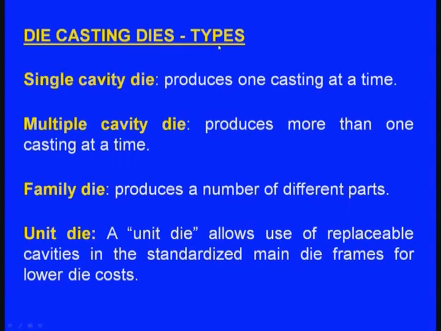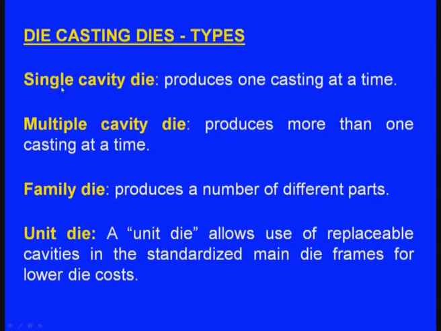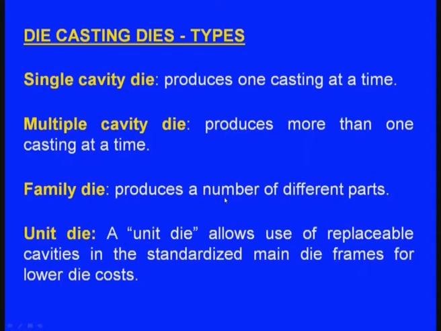Now, die casting types, dies types, what are the types of the dies? So, there are 4 types of dies are there. One is the single cavity die, produces one casting at a time. Second one is the multiple cavity die, produces more than one casting at a time. Next one, family die, produces number of different parts. Here also different parts are there, but same casting, more than one casting, same casting, but here different castings.